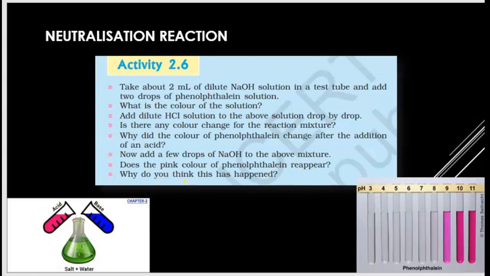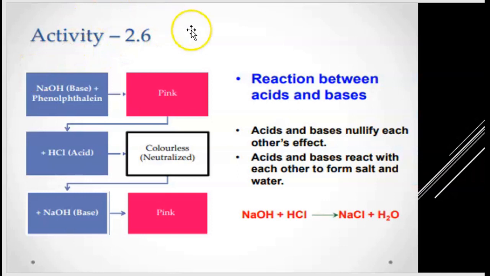Okay, so let's see actually what happened. This is activity 2.6. You can see a diagrammatic representation. To the NaOH base, when I am adding phenolphthalein, it appears as pink color. You know, the color of the phenolphthalein in basic solution is pink. And I am going to add HCl drop by drop. You will get a neutral solution which is colorless. Again I am adding sodium hydroxide base. Due to the increasing concentration of the hydroxide ion, it changes its color to pink.